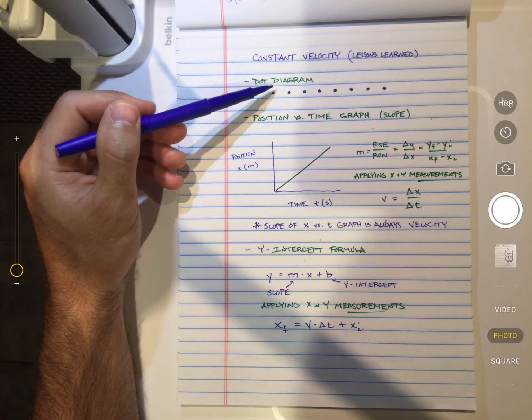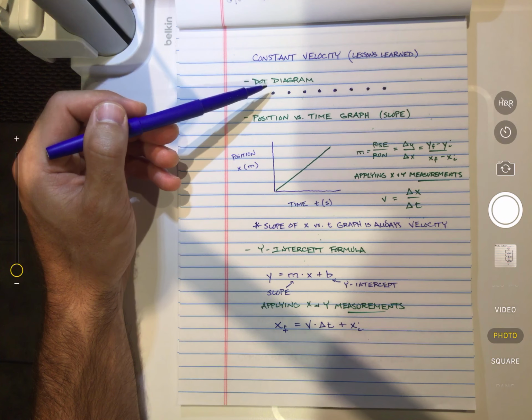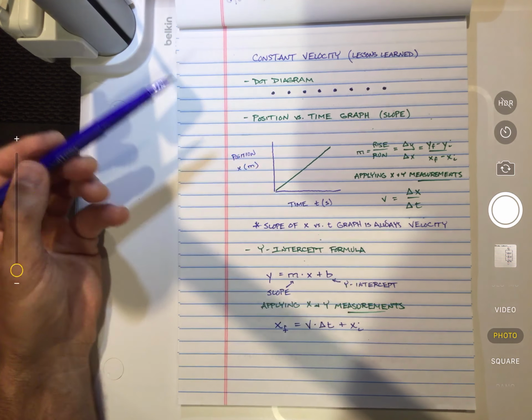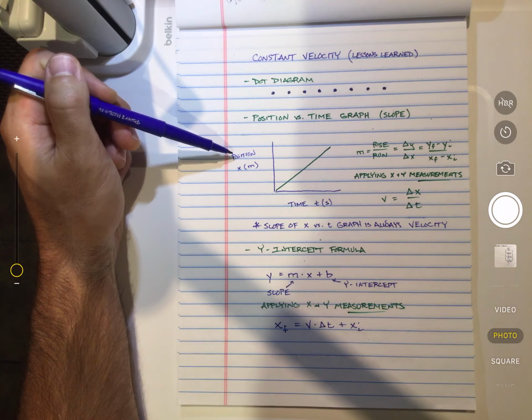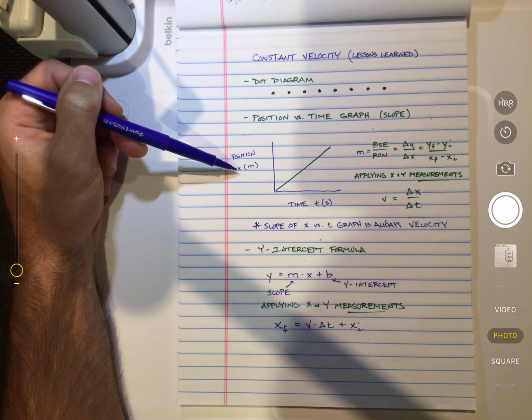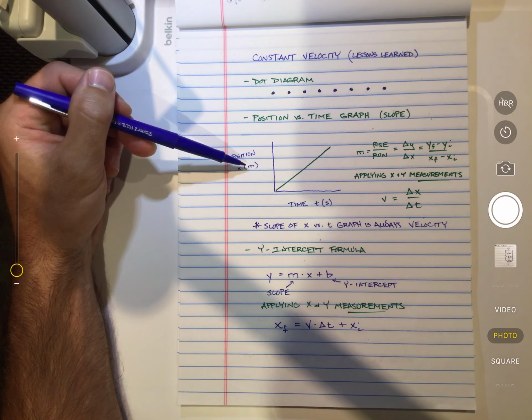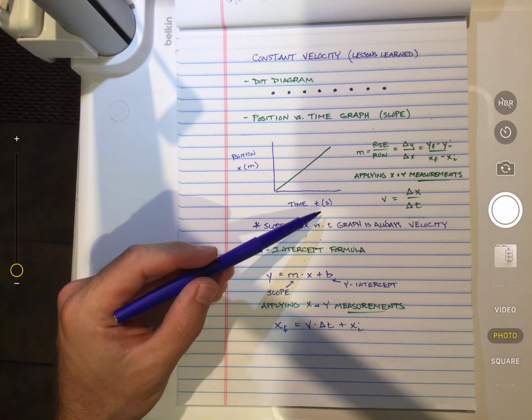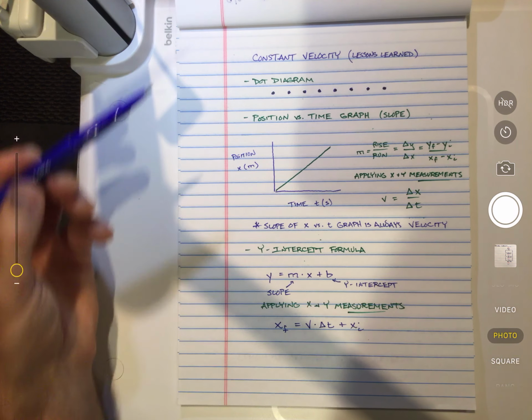So we can determine if it's constant velocity or not with dot diagrams, but the big one is our position versus time graph. So it has to be a position versus time graph, and I won't always write out position. I'll put x, that represents position in the x component. Giveaway is that the units are meters. And then time, of course, is t with units of seconds.